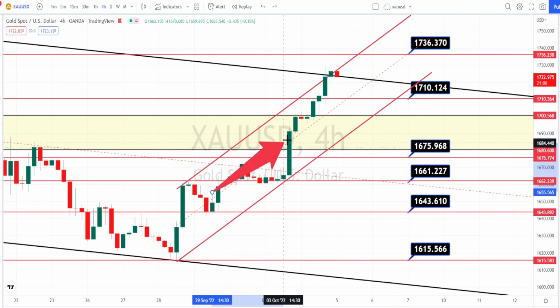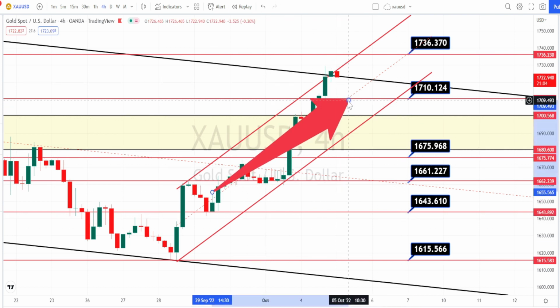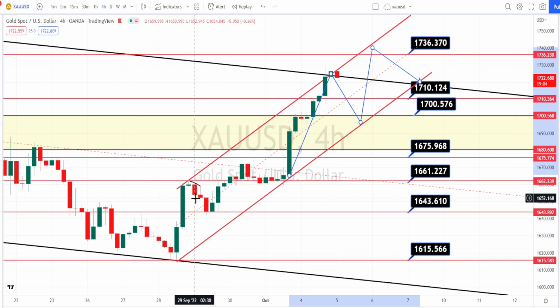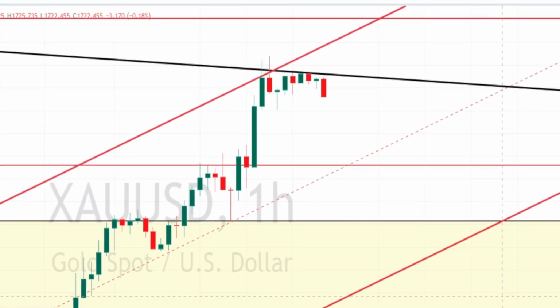And as long as the price action is trading within this bullish channel pattern, it will be the continuation of the bullish trend in 4 hours time frame. Let us do the analysis in hourly time frame. I am in hourly time frame now.